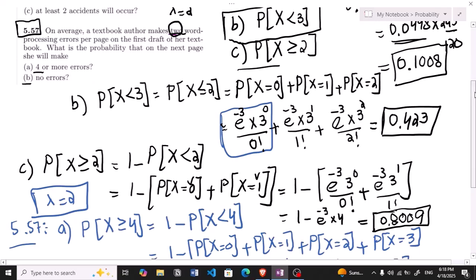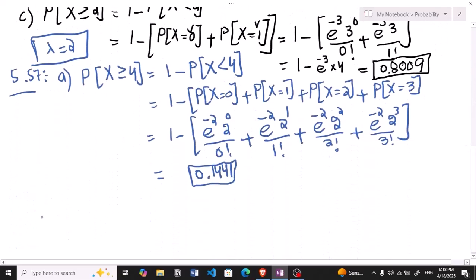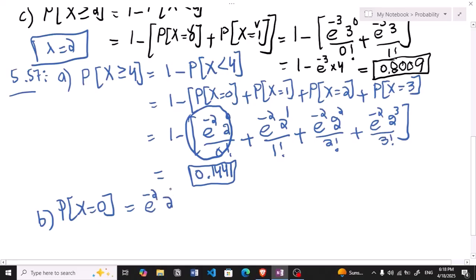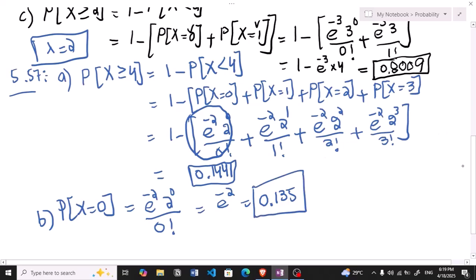So this is what I want to find out: the probability that the number of errors is 0. This is x equal to 0, the same one as here. So writing it, exponential of -2, 2 raised to power 0 divided by 0 factorial, which is the same as exponential of -2. So the answer would be 0.135, and that is the solution for part B of my question.